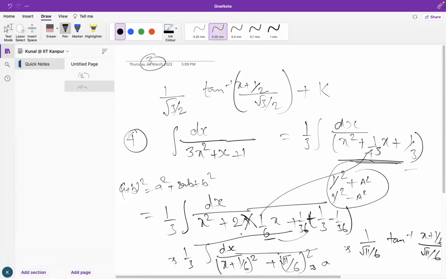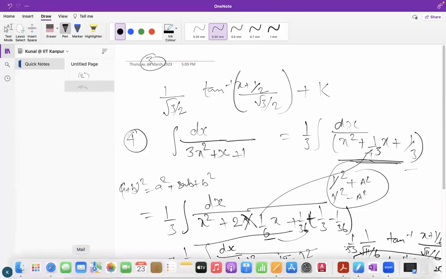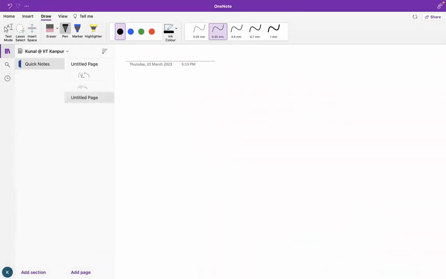Okay, so let's move on to the next problem. And I think I missed something. Okay, so there is 1 by 3 too. When we solve that, it will be 2 by root 11 and tan inverse of 6x plus 1 by root 11, because 1 by 6 got cancelled. So plus some constant. This is our integration. Let's move on to the next page. This is our fourth page.